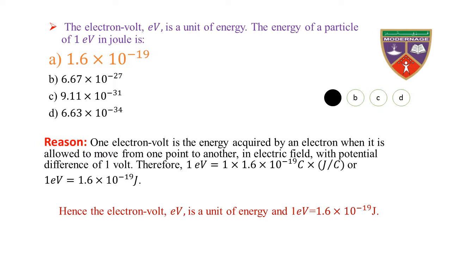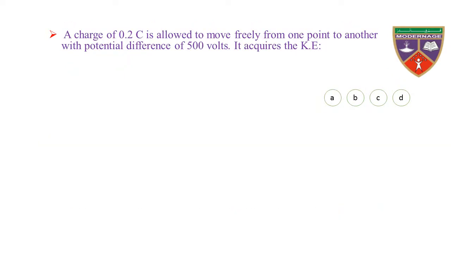A charge of 0.2 coulomb is allowed to move freely from one point to another with a potential difference of 500 volts. It acquires the kinetic energy: option A, 500 joule; B, 250 joule; C, 100 joule; D, 50 joule. The key is 100 joule. Therefore, the correct option is C.